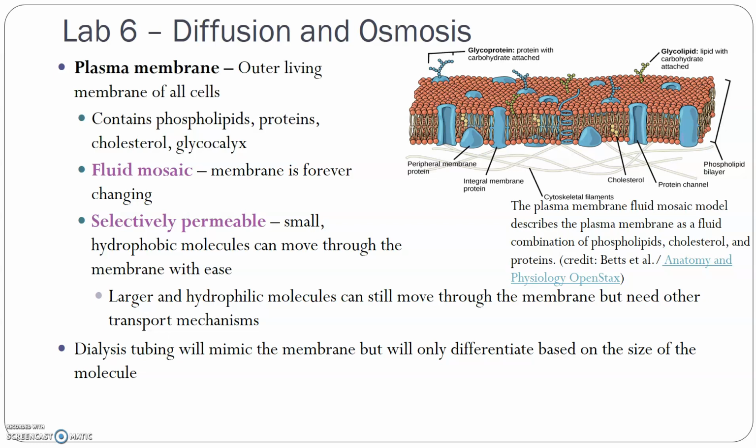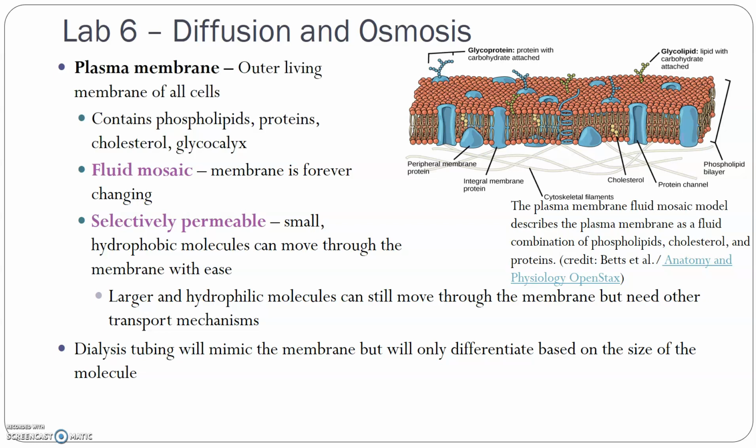In our lab, like I said, we're going to be using what's called dialysis tubing. Now, dialysis tubing obviously is not alive. It is plastic, but it has little holes in it. And those holes are going to mimic what we see with plasma membranes. Basically, the dialysis tubing cannot differentiate based upon charge, but it can differentiate based on size. So the smaller items can move through this dialysis tubing, and the larger things cannot.